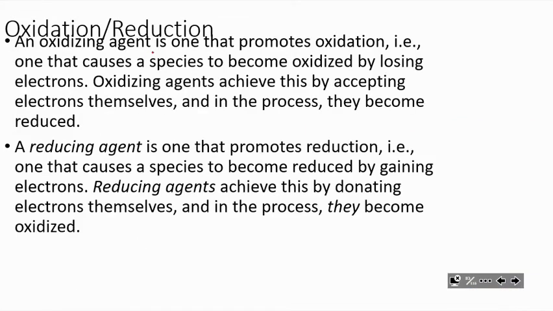So we have to have an oxidizing agent, one that promotes oxidation, which oxygen is a great one, and it's easy to remember because that's kind of in its name. So it's going to lose electrons. Oxidizing agents achieve this by accepting electrons themselves, and in the process they become reduced. Reducing agent then is one that promotes reduction, one that can cause a species to become reduced by gaining electrons. Reducing agents then achieve this by donating electrons to the process, and they become oxidized.